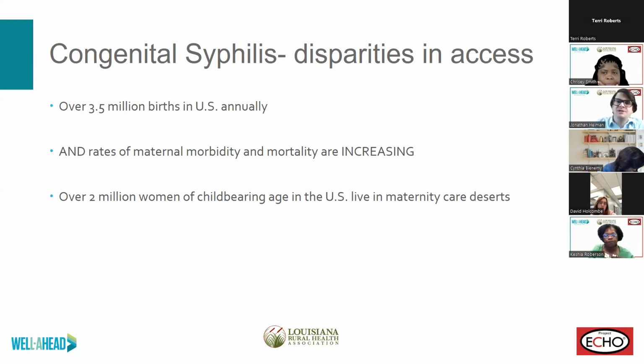Okay, and then specifically talking about congenital syphilis, because as a pediatrician, this is something that I'm particularly interested in. So in general, nationwide, there are 3.5 million births in the United States annually, yet rates of maternal morbidity and mortality are increasing. Why is that? Well, over 2 million women in the United States who are of childbearing age live in maternity care deserts, which is defined as an area without access to maternity care providers or birthing facilities.